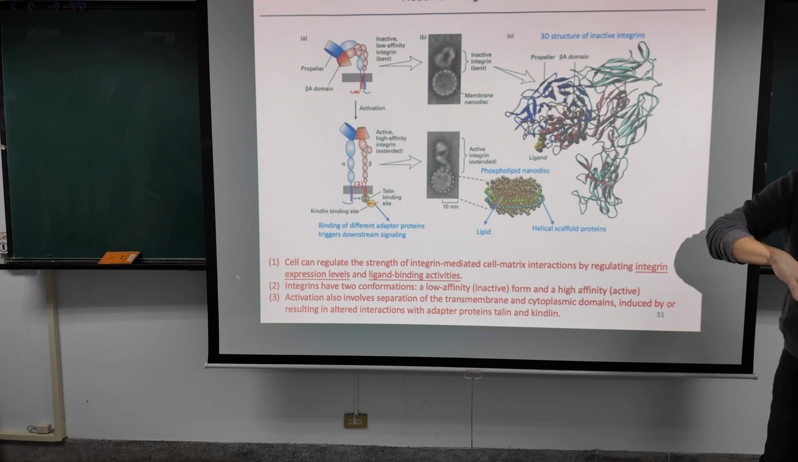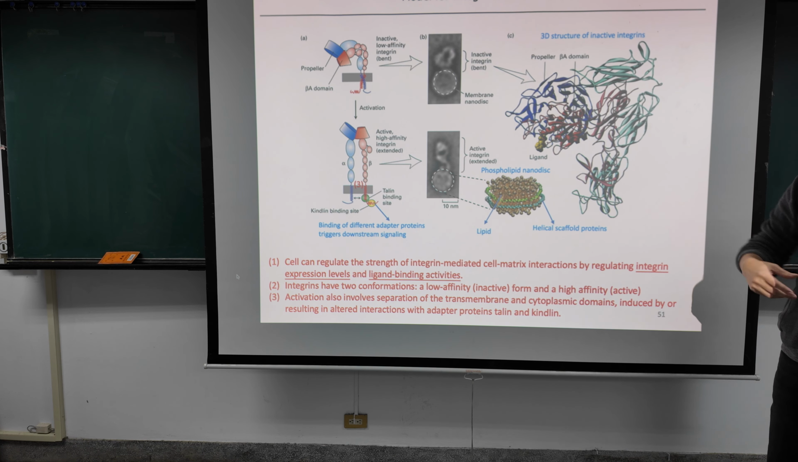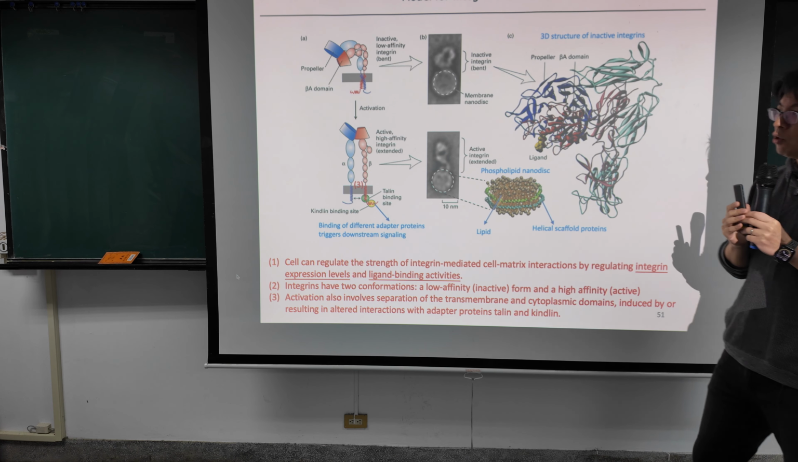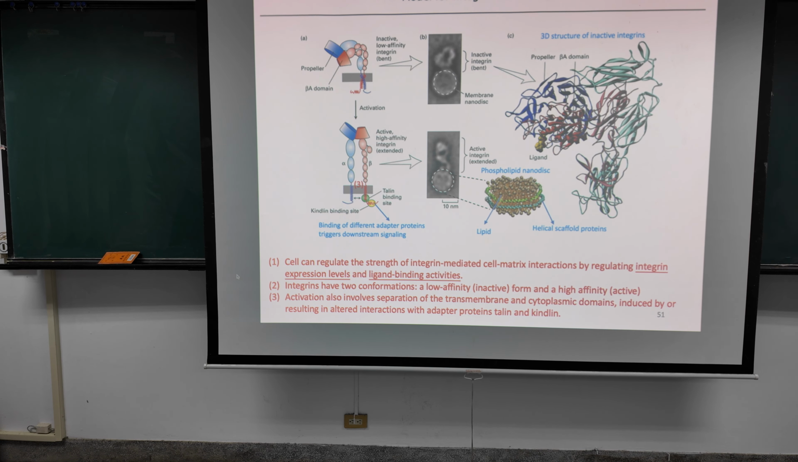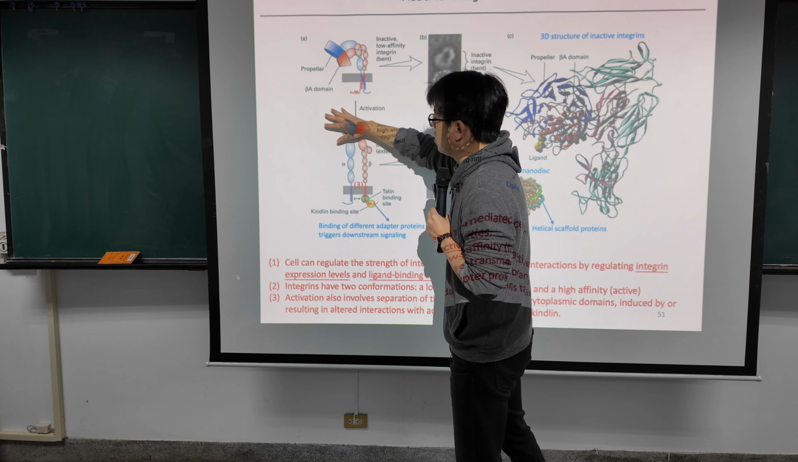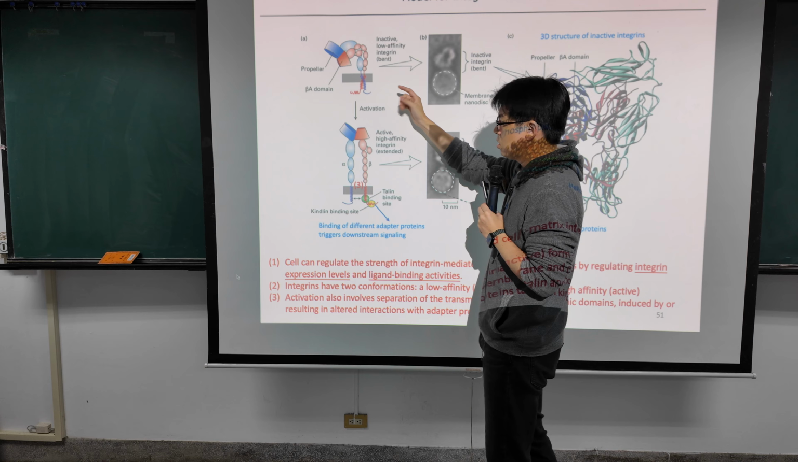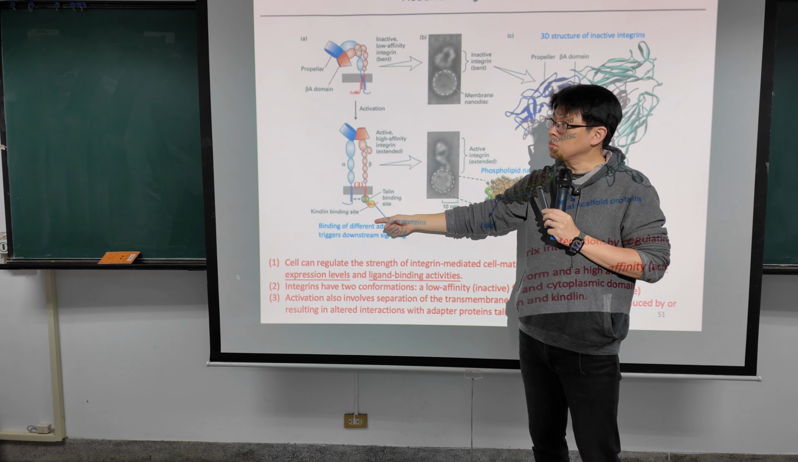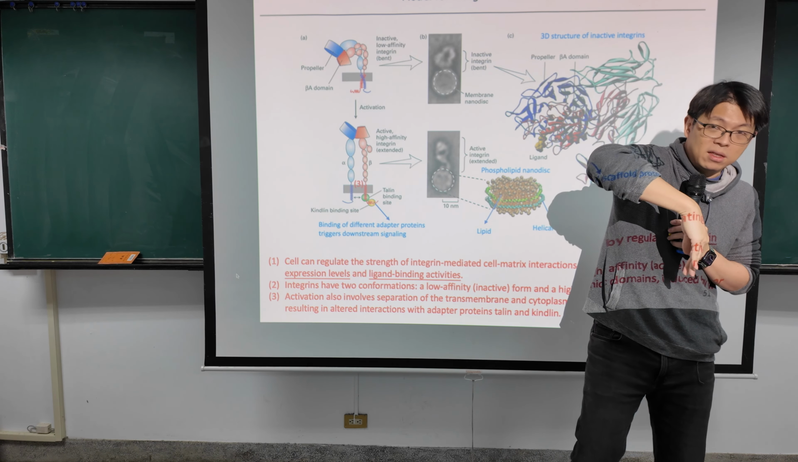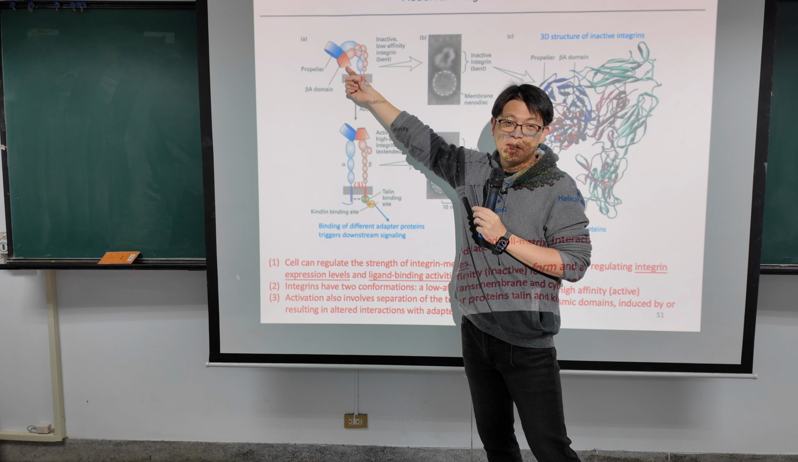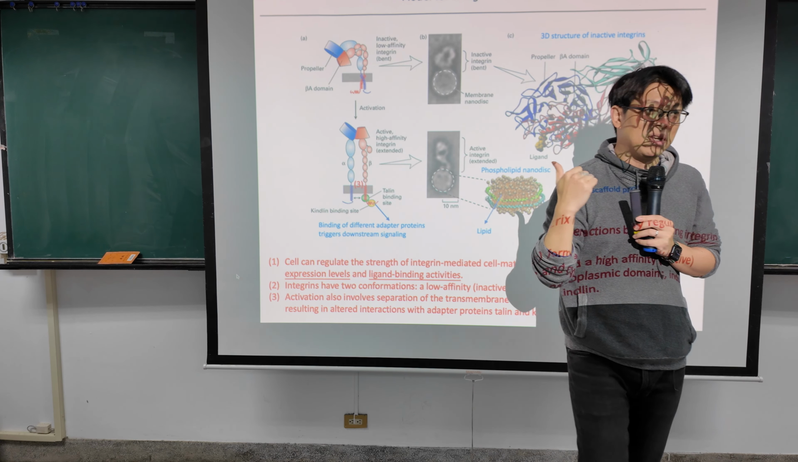They change their conformation. There are two types of conformation of the integrin. They usually need to stick out and expose their active site so they can interact with other ligands of the extracellular matrix. This is the active form. But in some cases, they will bend and hide their active site like this. This will be the inactive form.